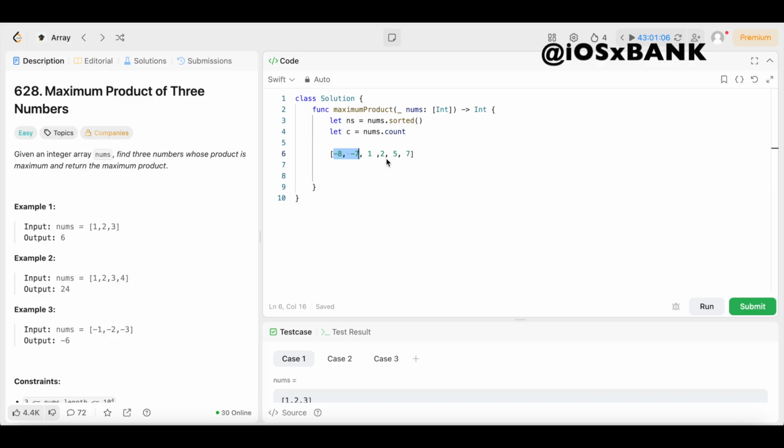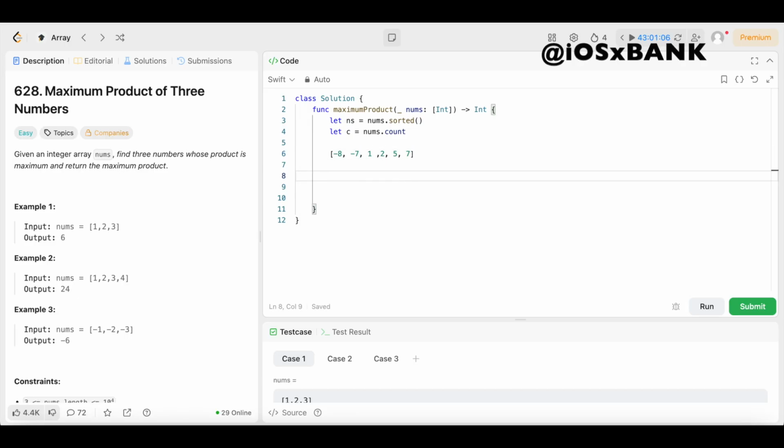Now, just for example, that would be not 329, 392. So if we did -8 times -7 times 7, that'll get us 392, as opposed to if we just did 2 times 5 would be 10, and then 10 times 7 would be 70, right? 392 is greater than 70. So that's just an example of how we might not always just multiply the last three numbers. We might have to multiply the first two numbers times the last number, and this is an example of that.